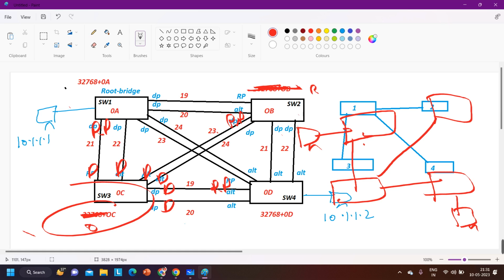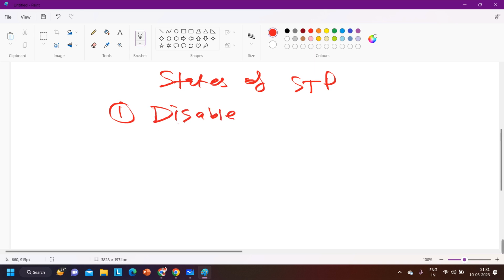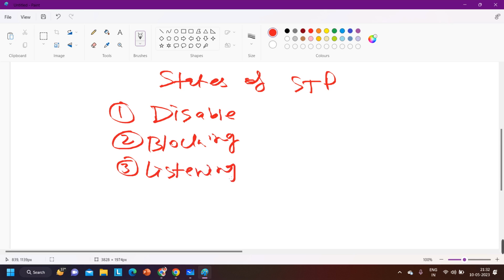Now we have some states in spanning tree protocol. Can anyone tell me about those states? States of STP. Number 1, disable. Number 2, blocking. Guys, why we have multiple states? Everything you will understand in upcoming time, don't worry. Then we have listening, then learning, and then forwarding.